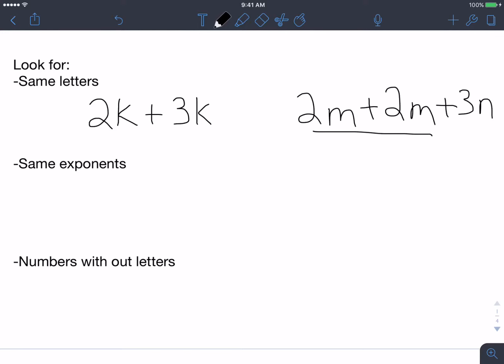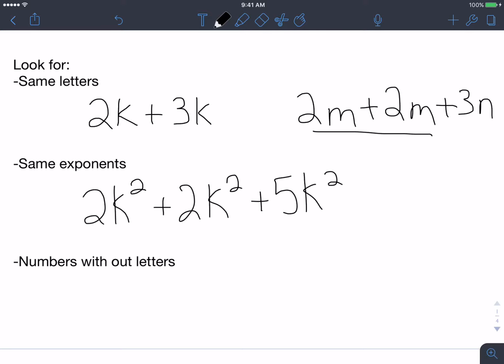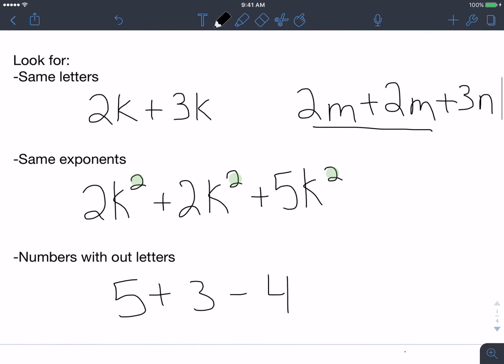Same exponents. What we would be looking at is this. You can see in this example that the exponent of 2k is all the same, so we would be able to combine those. Numbers without letters. We would be able to combine all three of these numbers together. Now let's look at some examples.